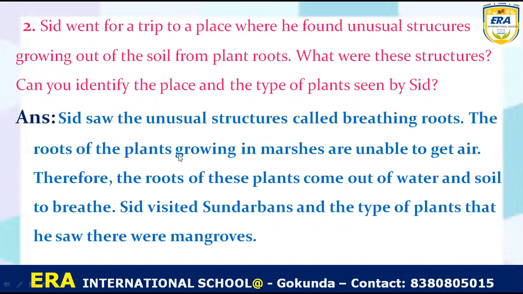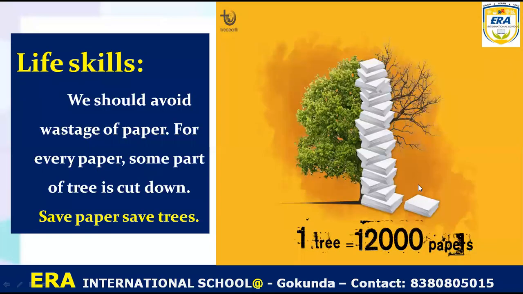The roots of plants growing in marshes are unable to get air. Therefore, the roots of these plants come out of the water and soil to breathe. Sid visited the Sundarbans, and the type of plant that he saw there was mangroves. Mangroves have breathing roots because, being under the water or soil, they do not get air to breathe, so the roots come out of the water and soil. So it is a very important question.